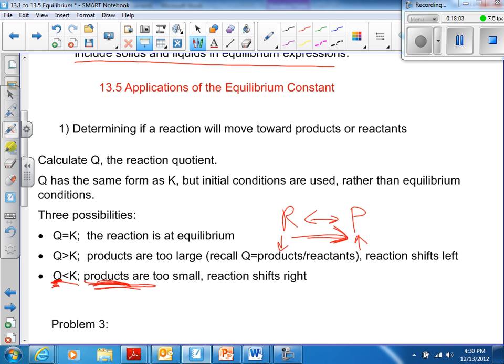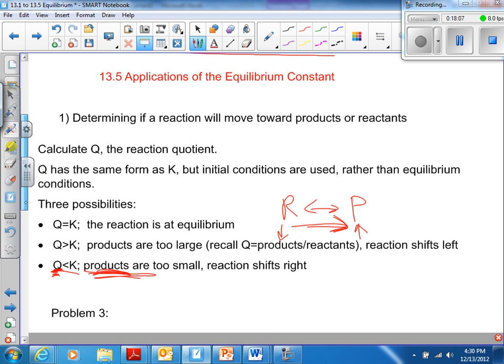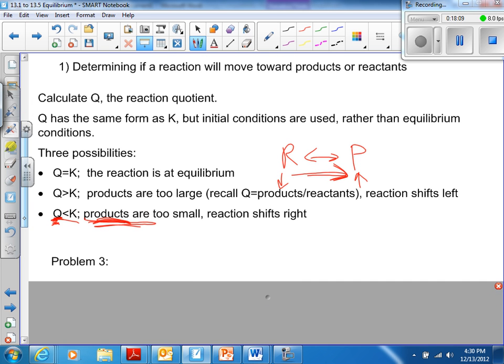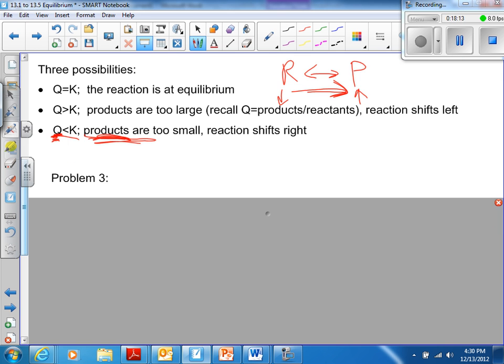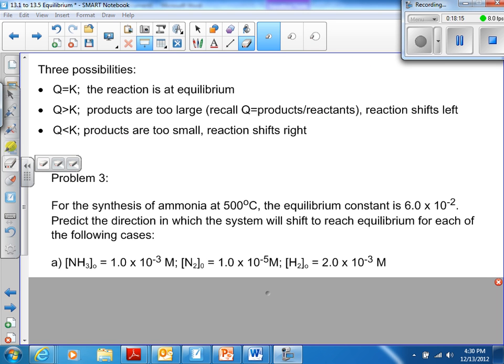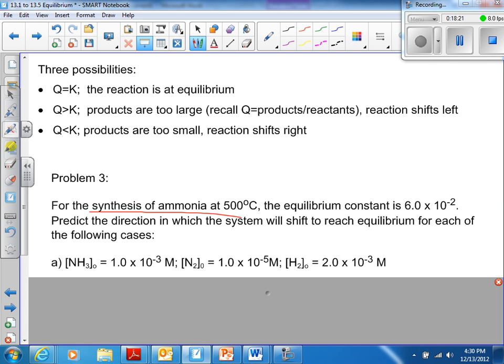Okay, problem 3. We already did problems 1 and 2. This is problem 1 of this section, but it's problem 3 of today's notes. So what is problem 3? We are synthesizing ammonia. That's the same reaction we started with in the beginning. It's that reaction N2 and 3H2 makes 2NH3. This is synthesizing ammonia.